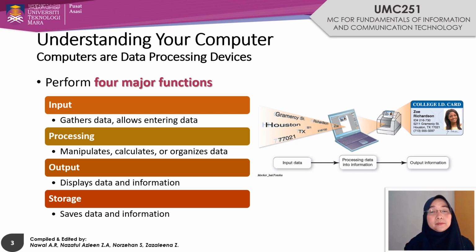Strictly defined, a computer is a data processing device that performs 4 major functions: input, processing, output, and storage. For input, it gathers data or allows users to enter data. In processing, the computer manipulates, calculates, or organizes that data into information. In output, it displays data and information in a form suitable for the user. And lastly, for storage, the computer saves data and information for our later use.